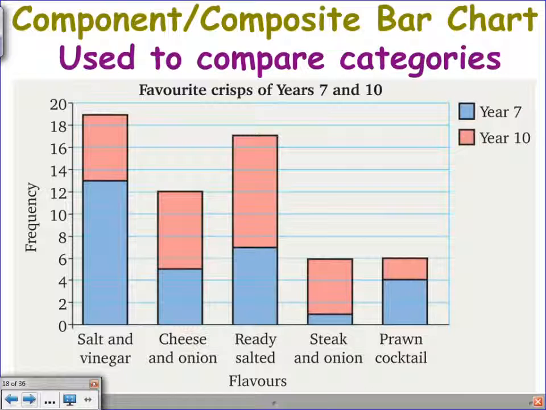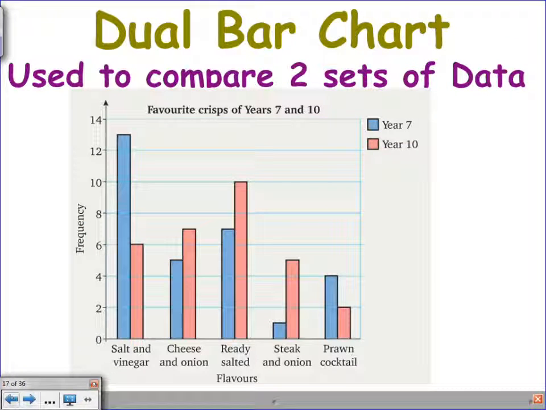So, the 2 bar charts you need to be aware of are a dual bar chart that compares the data side by side and a composite or component bar chart that compares the categories. Okay? And there is a real subtle difference with those 2 diagrams. This one, it's easy to see which is the most popular or least popular category. This one, it is easy to see which set of data is the most popular. In other words, year 7 against year 10.